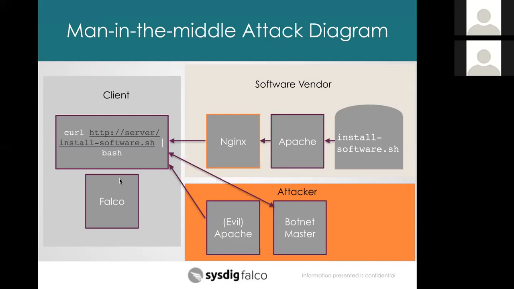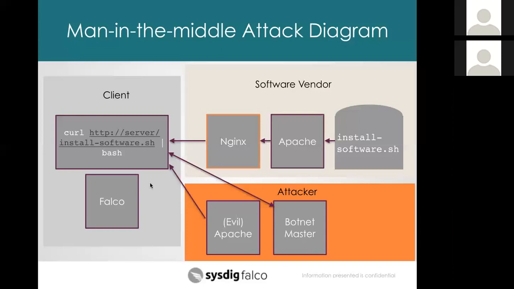And then on the client, we'll also have Falco running, so we can use it to detect this activity. If the attacker can get into the Nginx machine, they can change this script on the fly as it's being downloaded to the client. That's especially tricky to detect because there's no copy of the software, no copy of the installation script that you can look at to see that it's been modified.